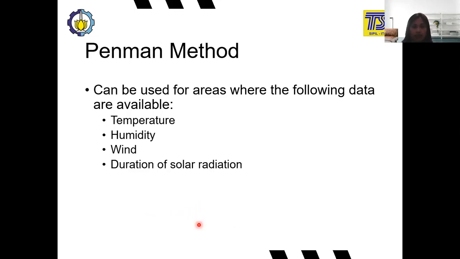And the other one is the Penman method. This Penman method can be used for areas where the following data are available. So it has more data requirements than the Blaney-Criddle method. For the Penman method, we have to know the data of the temperature, humidity, the wind, and the duration of the solar radiation. This duration of solar radiation means the duration of the sun shining in 1 day. Like for 1 day we have 24 hours, and then we have the duration of solar radiation, which means the duration of the sun shining in 1 day.